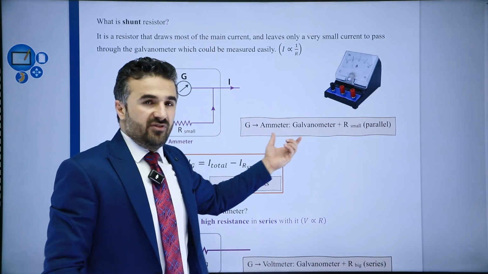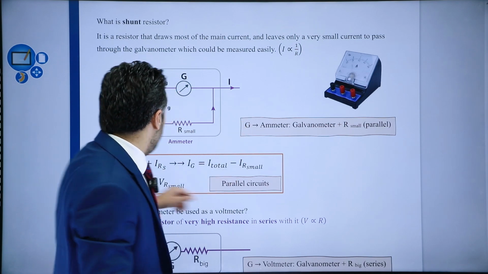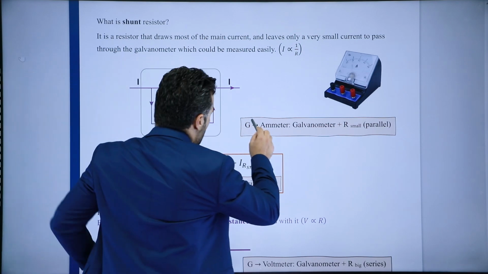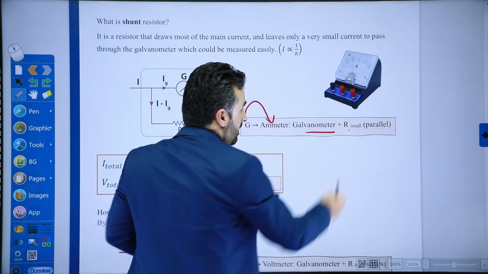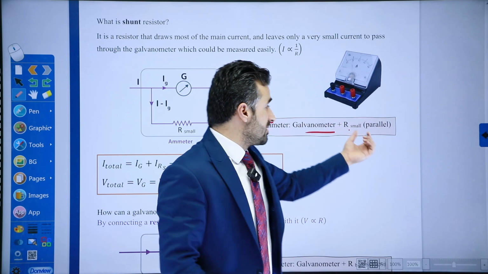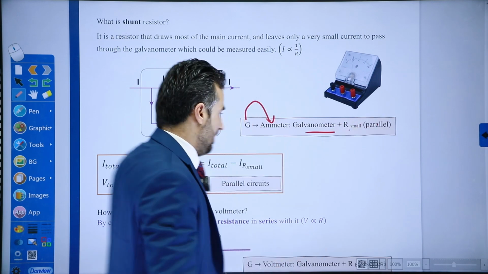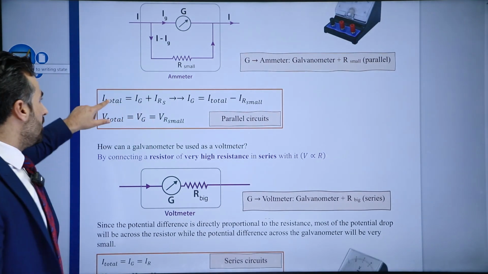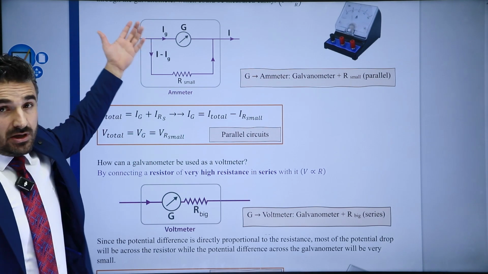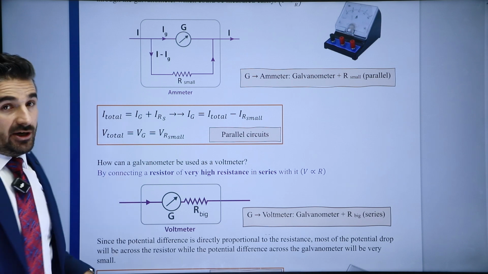So this is a short summary of how we can convert a galvanometer to an ammeter. That is normally done by connecting a galvanometer with a small resistor, but this resistor has to be in parallel. Okay, and then once again, we went through this one here, by the way. So I total, because we are using a parallel circuit here, don't forget, okay?